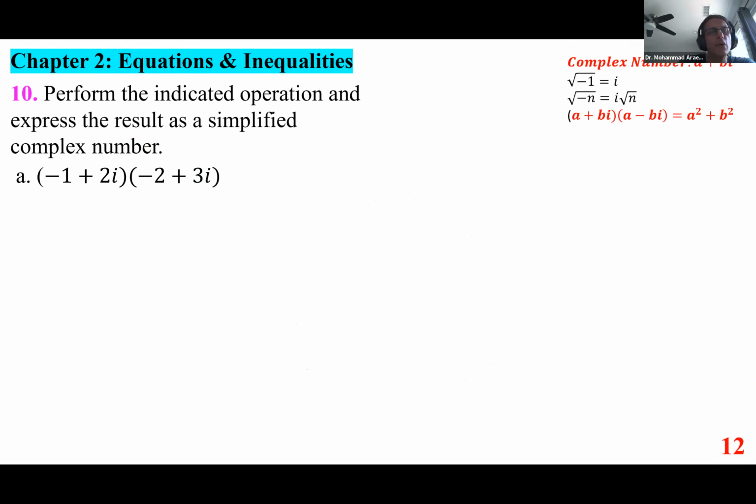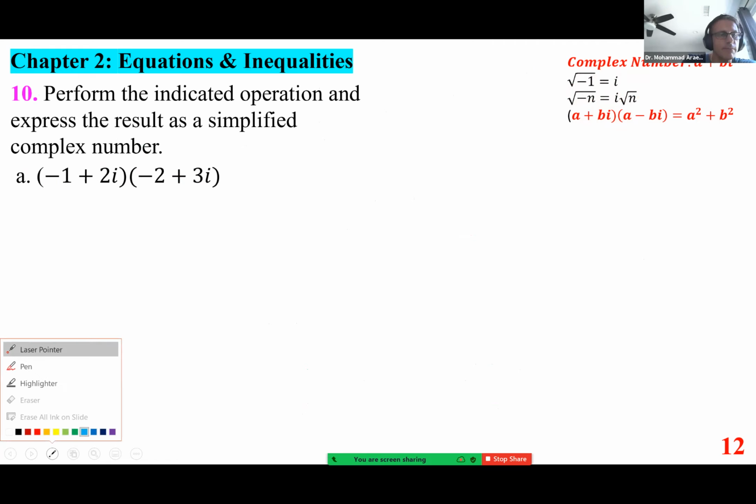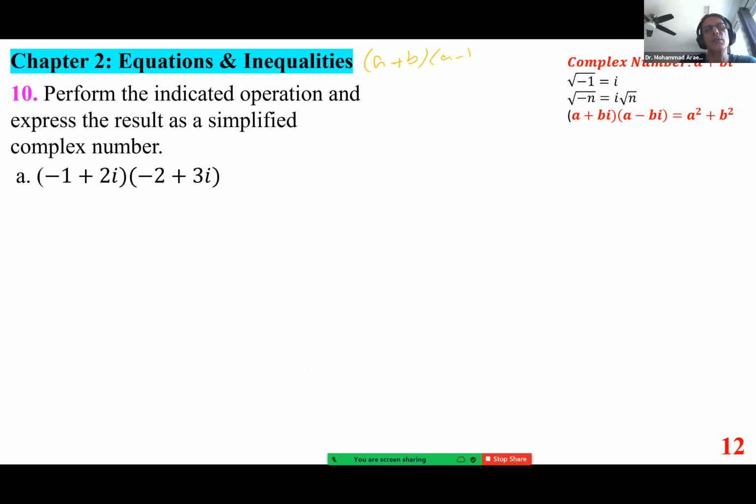All right, we want to perform the indicated operations. We are dealing with complex numbers in the form of a plus bi. So to remind you, square root of -1 is i, square root of -n is i square root of n. And the product of these two is a squared plus b squared. The reason why is because a plus bi times a minus bi, I hope you remember it was a squared minus b squared. So this becomes a squared minus b squared i squared, and since i squared is -1, that's what we get.